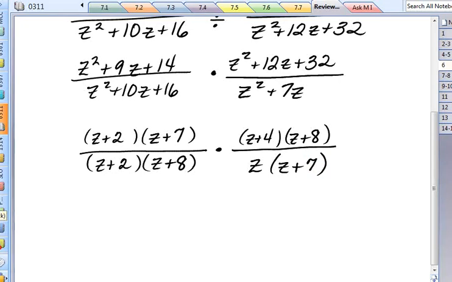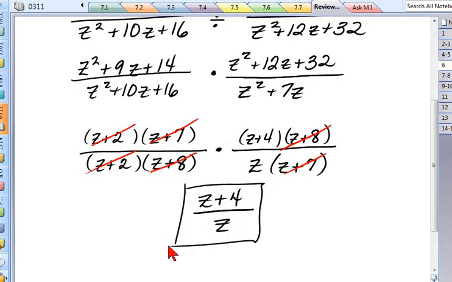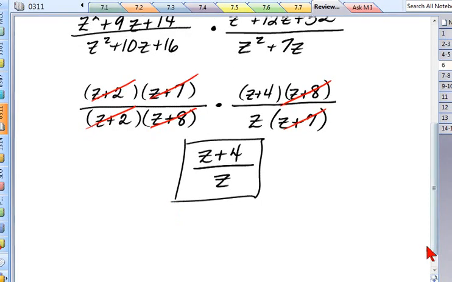So we remembered that division was keep, change, flip. In multiplication, we need to factor everything. Looking at the common factors, let's see. I have z plus 2's. I have a z plus 7. I have z plus 8. And I am left with z plus 4 over z. I know that you have thought more than once about the amount of factoring that you're required to do. Every problem, you've got to factor something, it seems like.